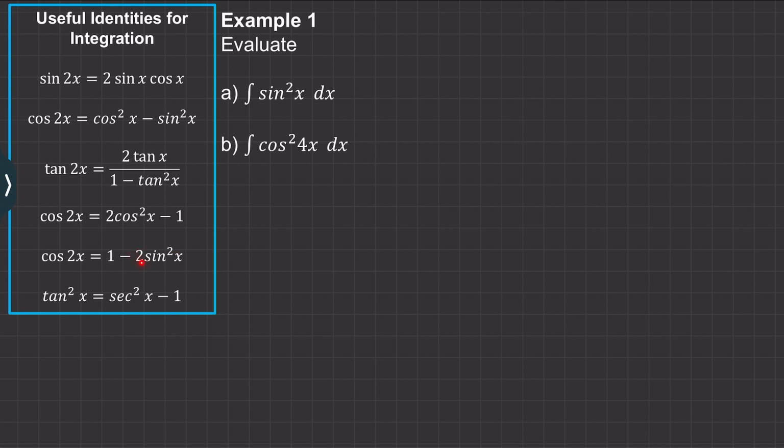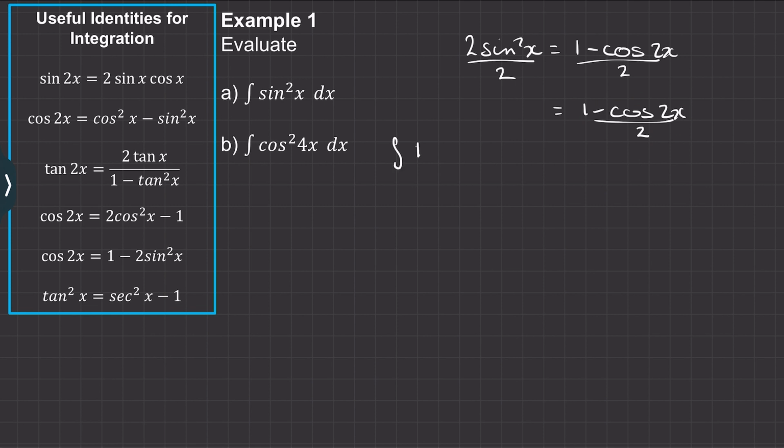So we'll move this term to the left and the cos 2x to the right. So we can say 2 sine squared x is equal to 1 minus cos 2x. Then we can divide both by 2. So this will give us 1 minus cos 2x over 2. So this is the integral we're going to find. So the integral of 1 minus cos 2x over 2 with respect to x is exactly the same as this integral here.